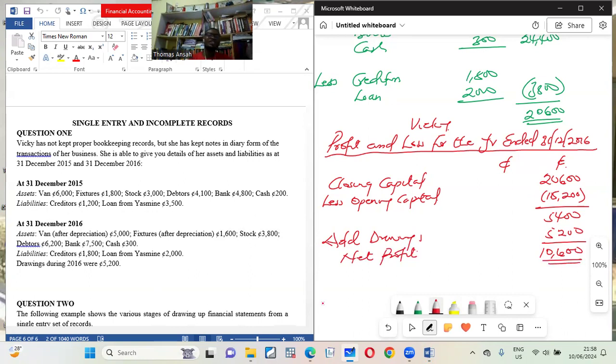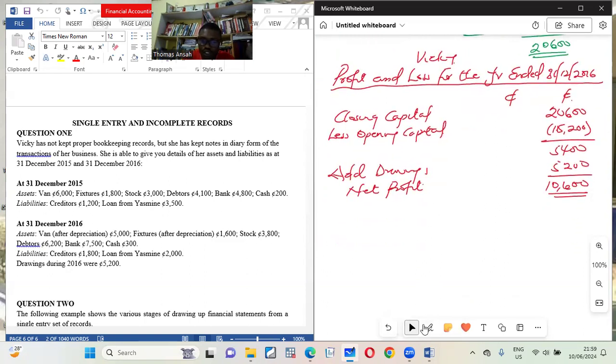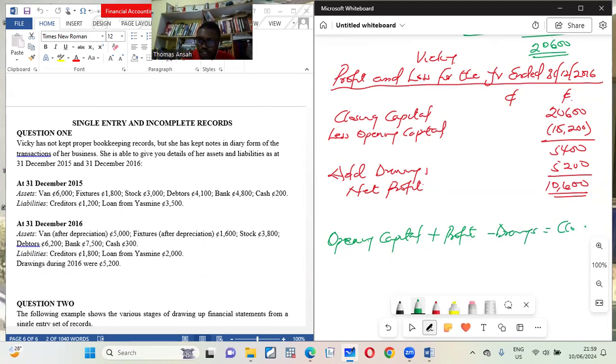So basically, that is that. This is how you go about doing a single entry. You use the accounting equation. Profit is an addition to capital. Drawings is a deduction. So you can start with opening capital, add profit, less drawings, add additional, what do we call it? Further capital, and you should get your closing capital. If you like, let's try the mathematical aspect of this. In the mathematics, we need opening capital plus further capital, which we don't have here, plus profit minus drawings should be equal to our closing capital.